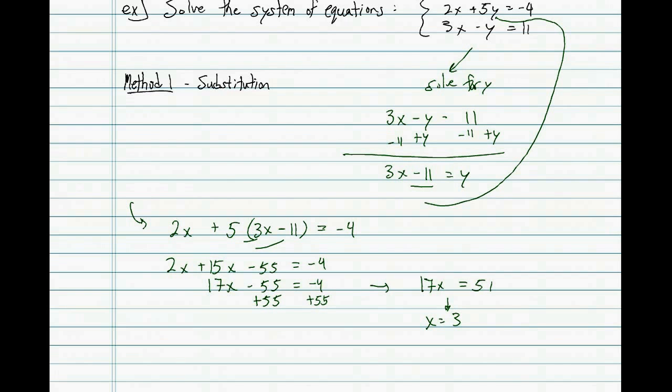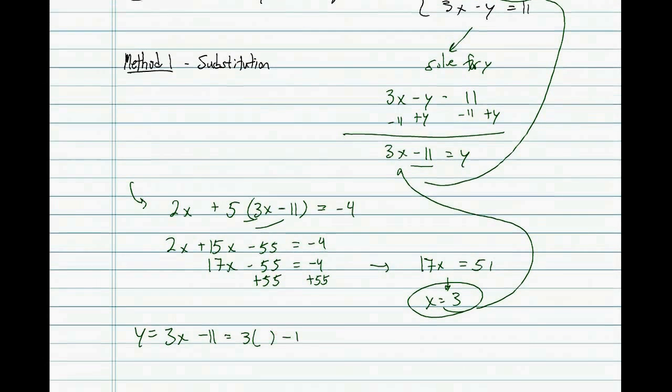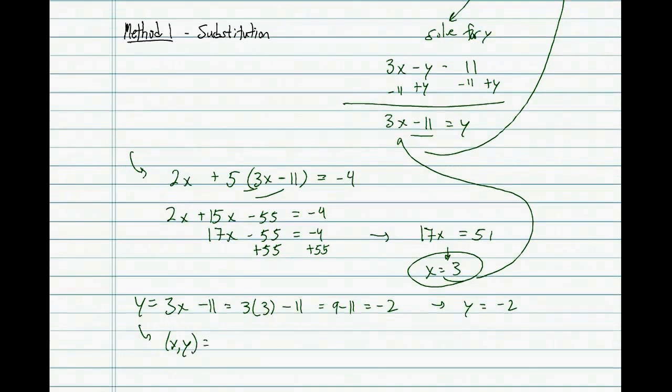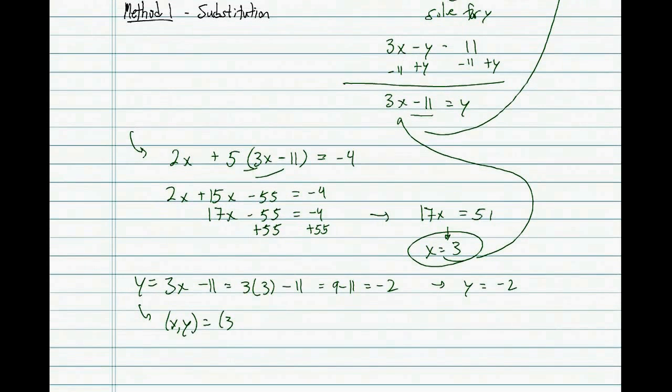Okay, now we can solve for y by substituting 3 into our equation in which we isolated the y variable, or plug it into either equation of the system. Either way, we're going to get the same answer. This is pretty direct, though. Plugging 3 in there, we get 9 minus 11. We get negative 2 for y. So our solution, we get y is negative 2, x is 3. So our ordered pair, x and y, is 3, negative 2.